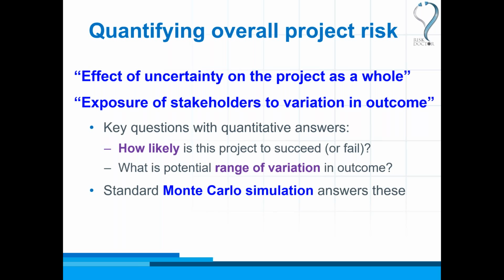How likely is the overall project to succeed? And what is the potential range of variation? How wide could it be? How uncertain are the possible outcomes of the project? So we can use ordinary standard quantitative risk analysis with a Monte Carlo simulation to answer these.